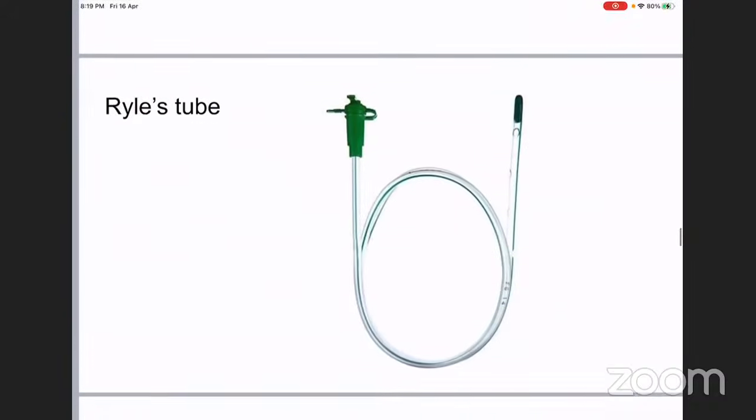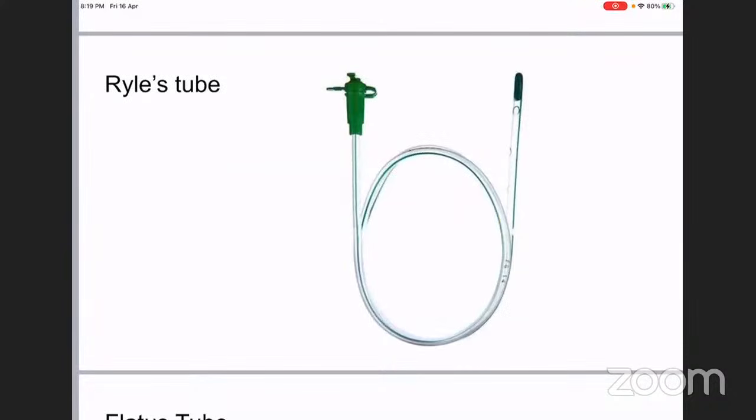Then you have another examiner's favorite, the Ryle's tube. What is the Ryle's tube? It is a very versatile tool that can be used for a lot of applications. It can be used for nasogastric aspiration, for nasogastric feeds, and as a feeding tube for jejunostomy as well. How do you identify a Ryle's tube? It is a transparent tube with a blind end with a radio-opaque short at the tip.